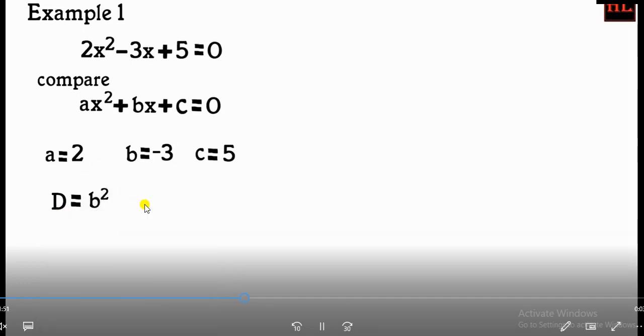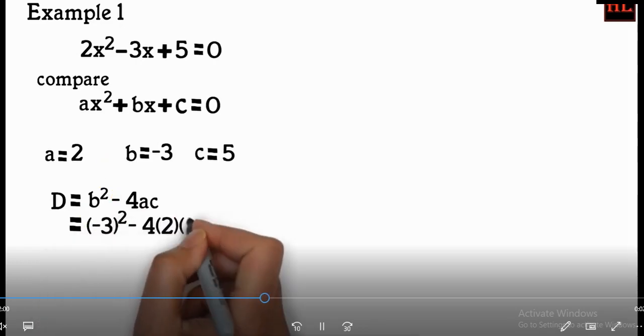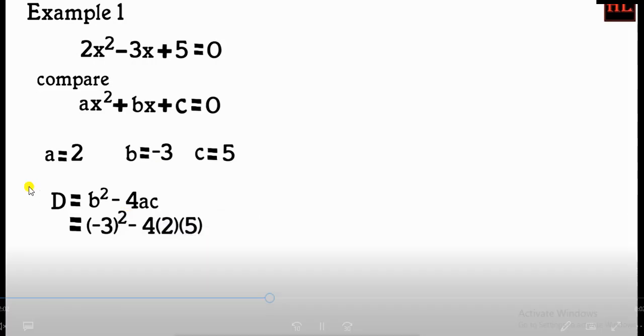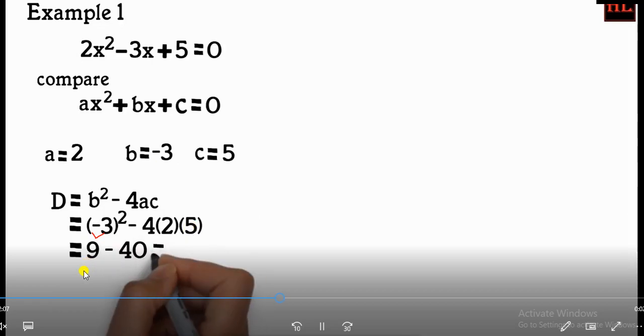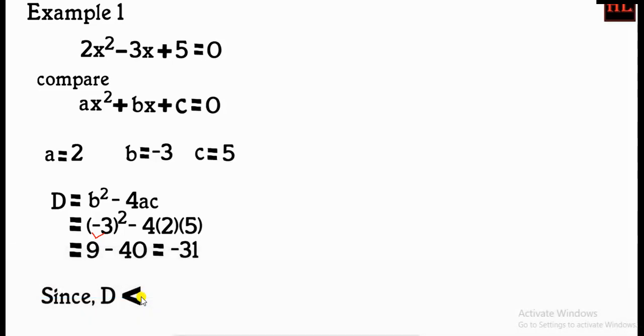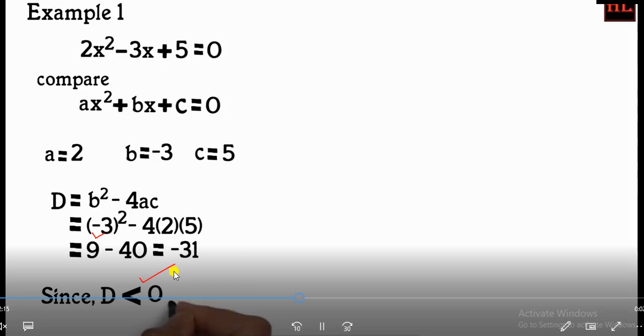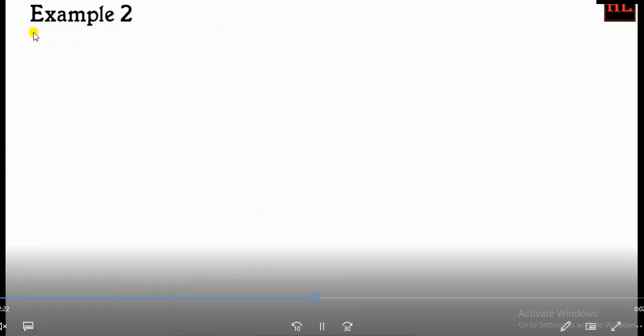Now what we will do, the value of d is given by b square minus 4ac. So we will write that. Substitute the values here. What you will get? 9 minus 4 into 2 into 5, that is, the value of d is minus 31. So we have d value less than 0. Since d is less than 0, we will have which type of root? No real roots, remember. No real root exists.